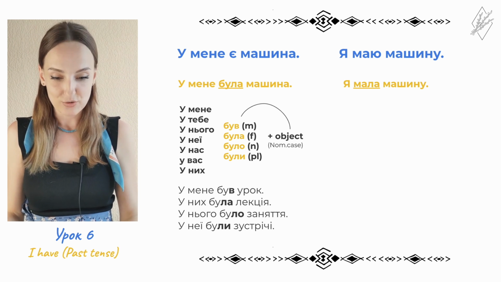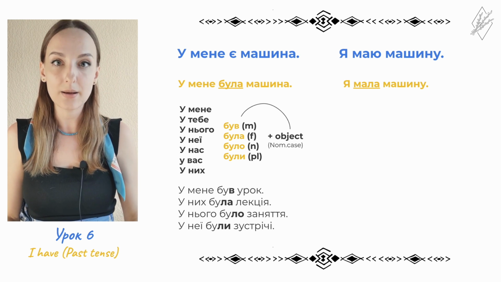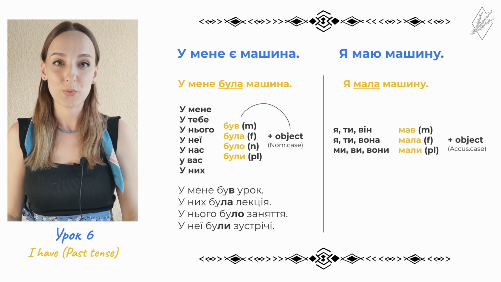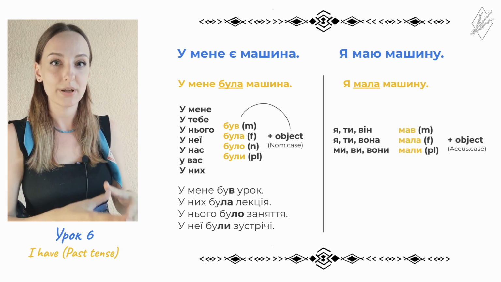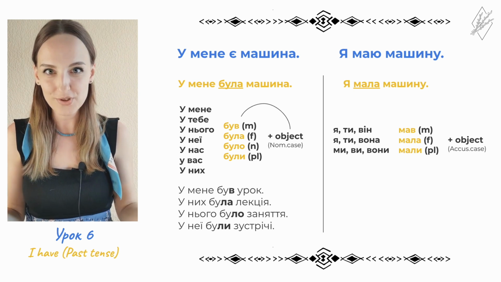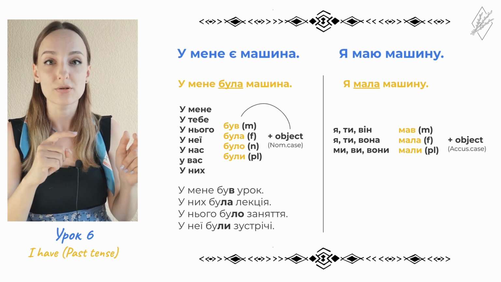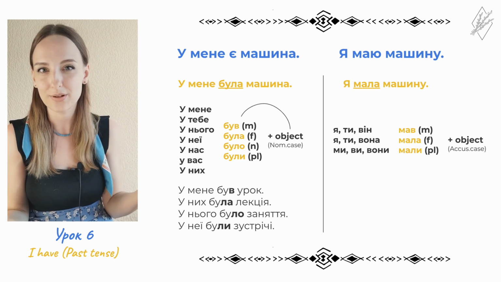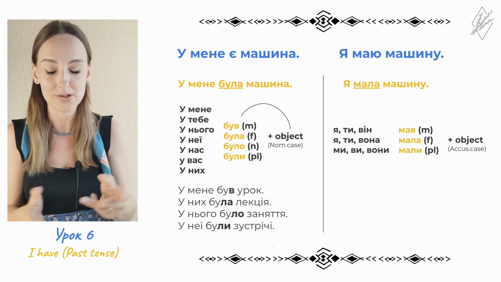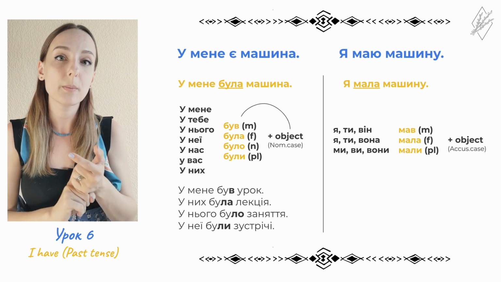What about the second structure? Я маю in the past tense will sound like я мала машину. Or for men it will be я мав машину. So we also use the verb мати, but in the past tense. And usually it also has 4 forms. But here the form depends not on the object, but on the subject. And usually subject will almost never be neuter, right? That is why I don't give you the neuter form. I give you just 3 of them, so it's a little bit easier. Masculine мав, feminine мала, and plural мали.